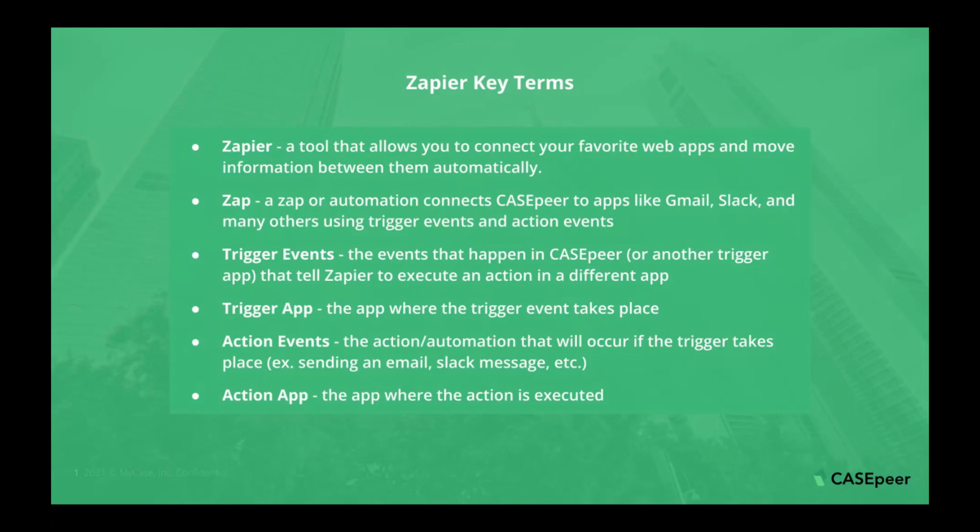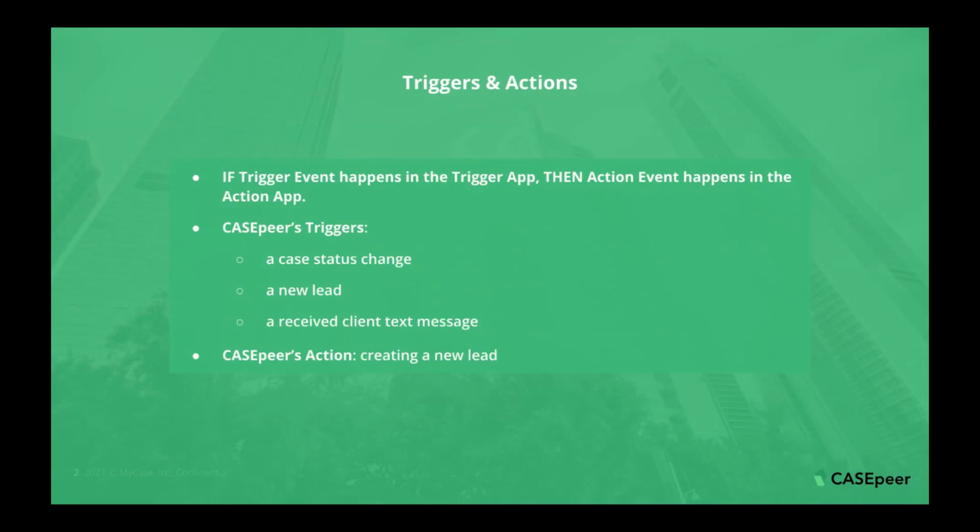Now, to go over the relationship between triggers and actions a little bit more, it's basically an if-then situation. So if the trigger event happens in the trigger app, then the action event will happen in the action app. And so CASEpeer with Zapier has a few different options for triggers and the action. So we have 3 triggers right now. Those are a case status change, a new lead, or a received client text message. So you can use one of these triggers so that you can be notified of any of these situations happening in a different app if you'd like.